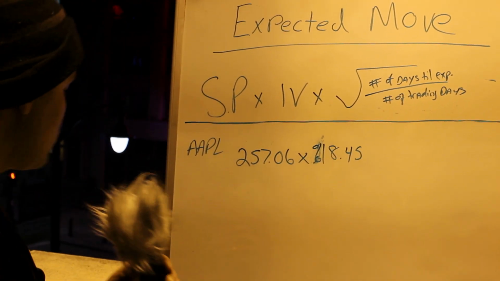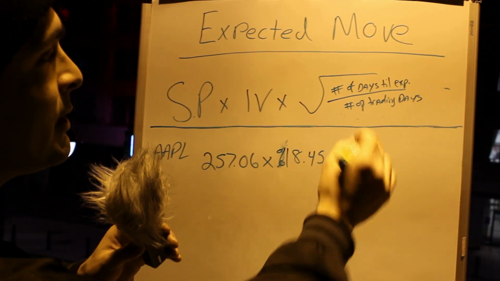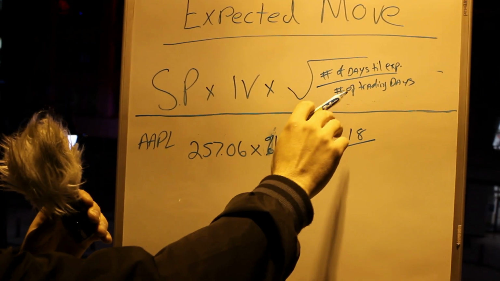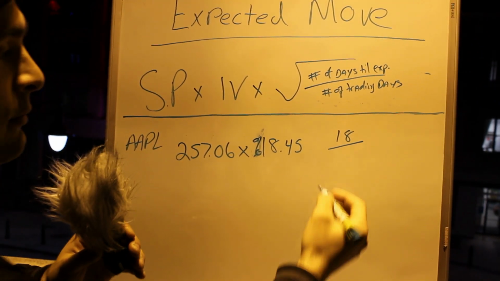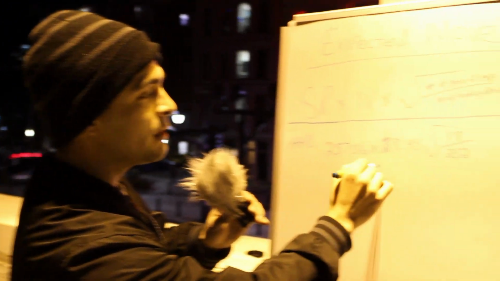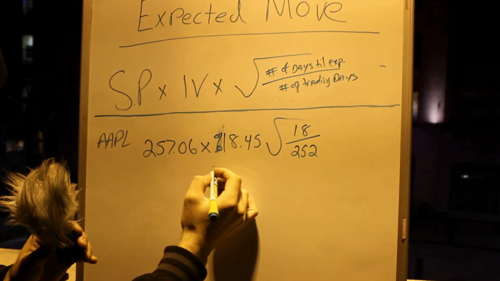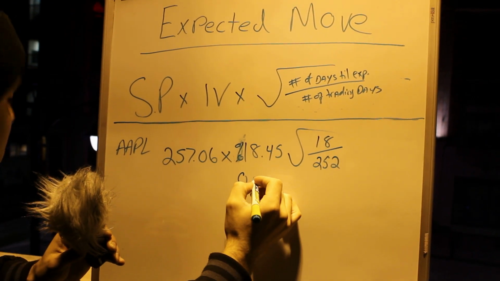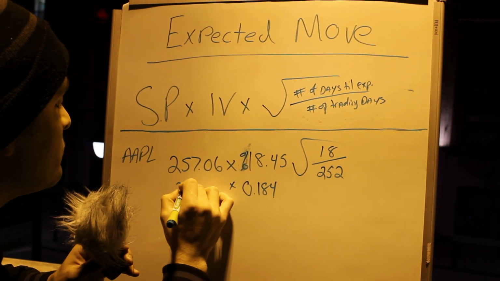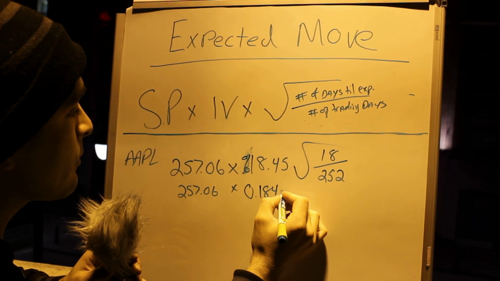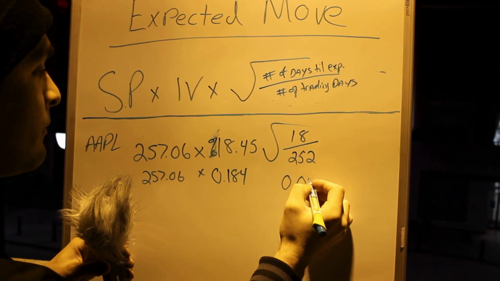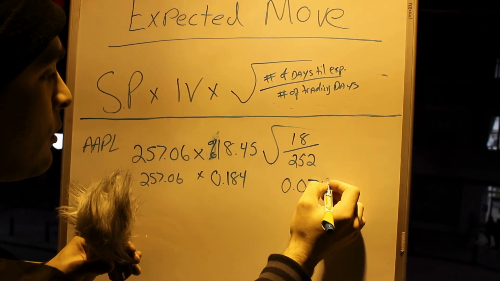Alright, look. And like we said, 18 days away until it expires. So 18. And if you didn't know, there's 252 trading days in a year. That's your first step. Next step is you want to turn the percentage into decimal form. Simple enough, 0.1845 in decimal form. Now, 18 divided by 252 is 0.0714.